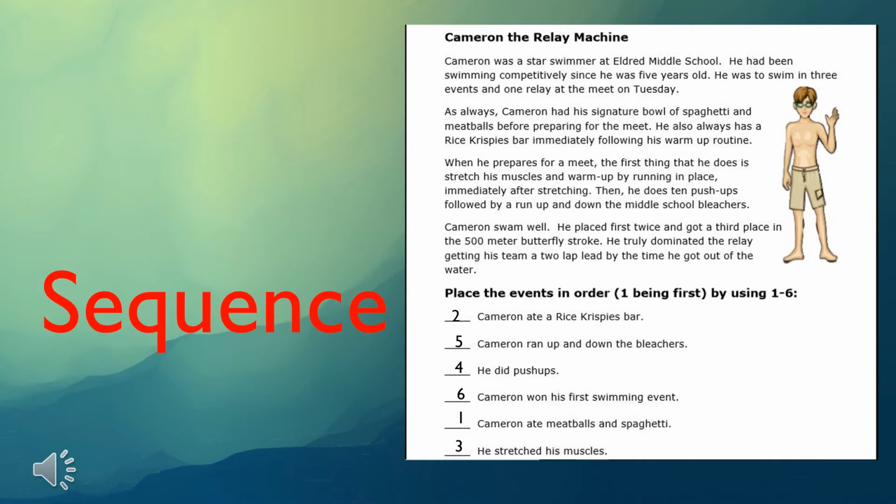We're going to place this event in order. The first thing that happens is Cameron ate meatballs and spaghetti. The second thing that happened is Cameron ate a Rice Krispie bar. The third thing is he stretches his muscles. The fourth, he did push-ups. The fifth, Cameron ran up and down the bleachers. And the sixth, Cameron won his first swimming event.